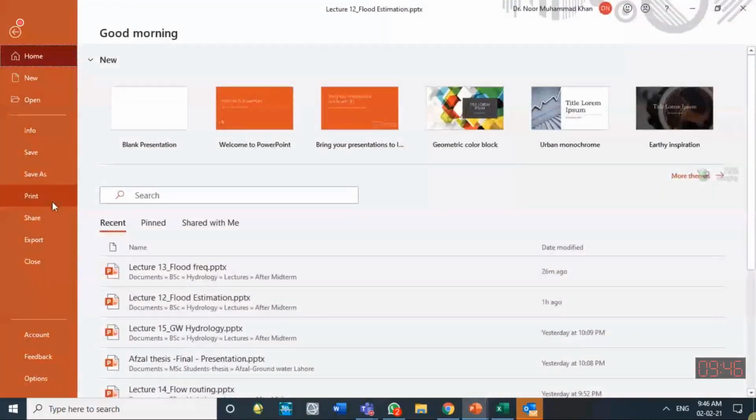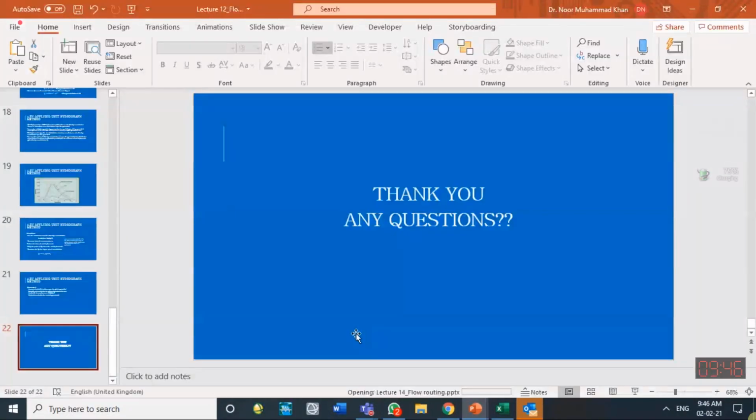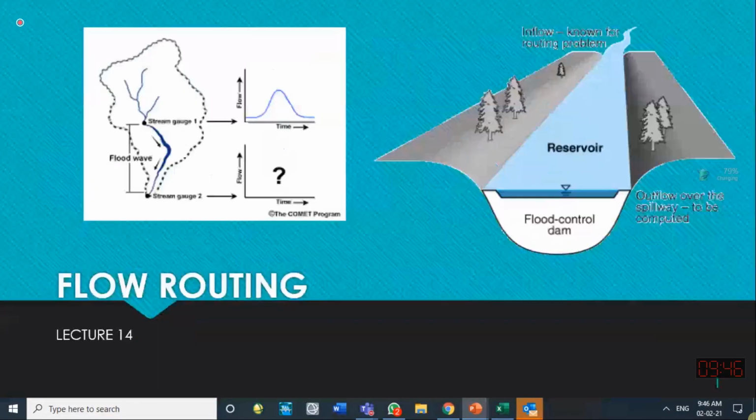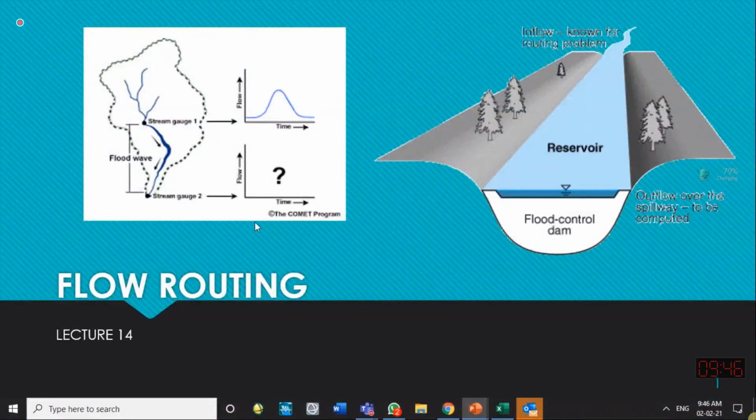Next is flood routing, very important in hydrology, flood routing or flow routing. So what is the concept of this flood routing? Usually this problem comes in front of a hydrologist. He has a gauging station at some place in a watershed. He has a gauge, for example, this stream gauge 1 over here. This is the watershed over here, and this is the hydrograph available to him.